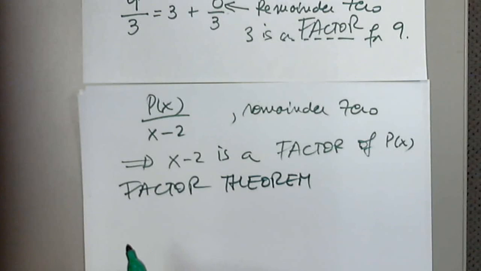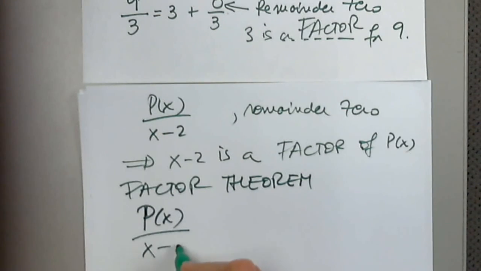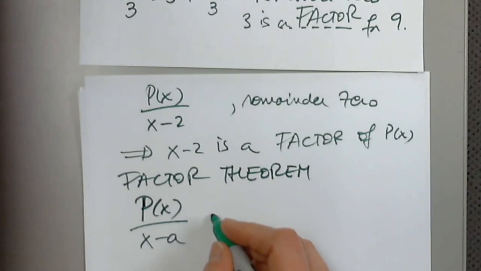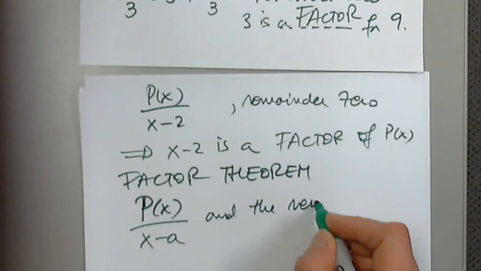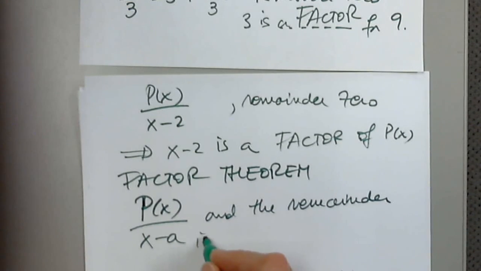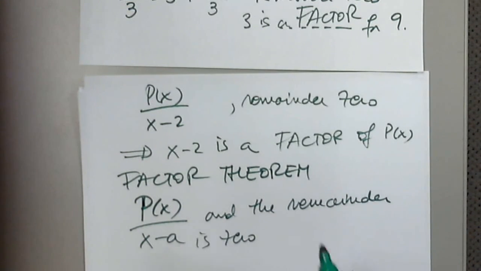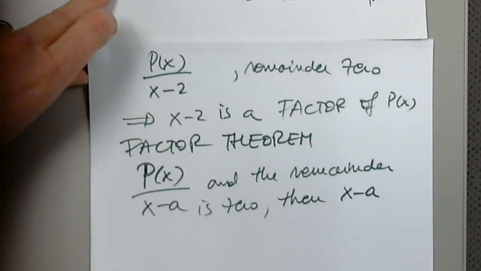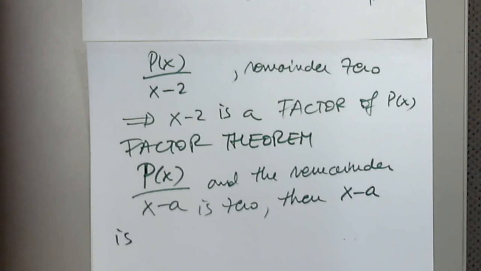So this is what it's called, the factor theorem. But it works only in the cases in which synthetic division works. So when we divide p of x by x minus a, and the remainder is 0, then, say it again, x minus a must be what? A factor of p of x.